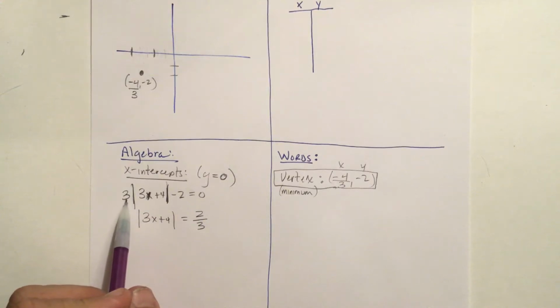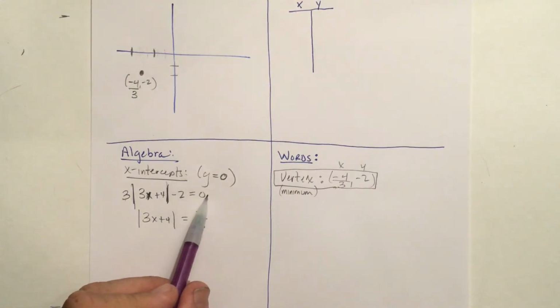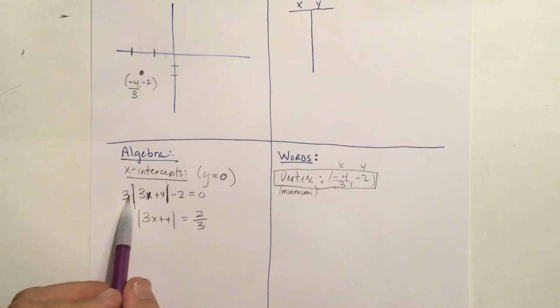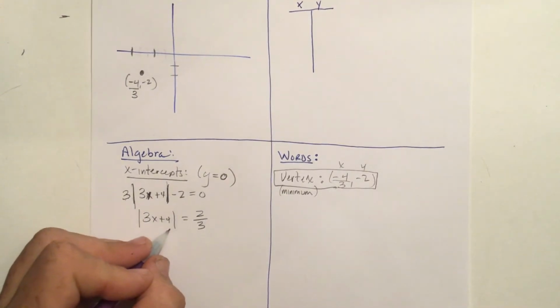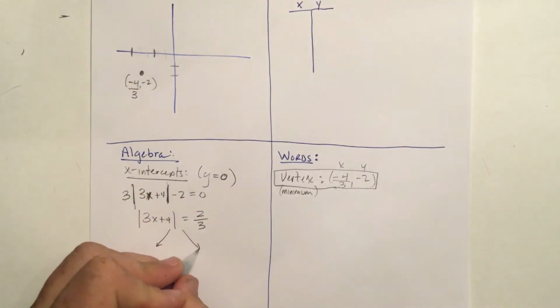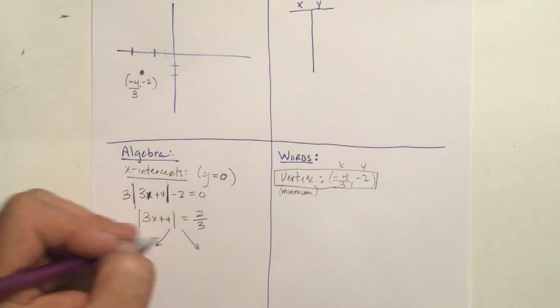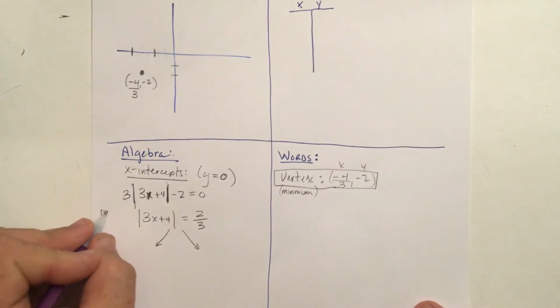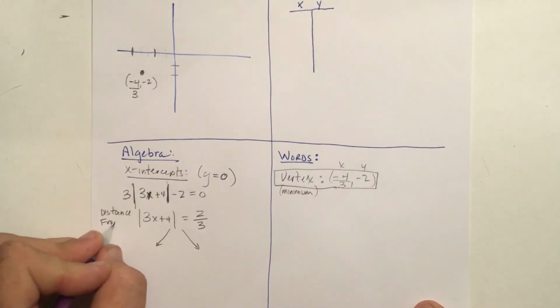So this is the idea. If I move the 2 over, it becomes a positive, and I know I've got to divide, so I divide by 3. Now with absolute value pieces, I have 2 equations. Because absolute value means the distance from the center.